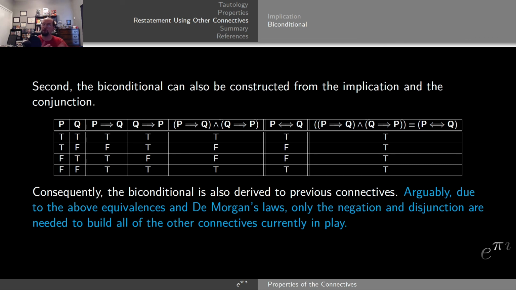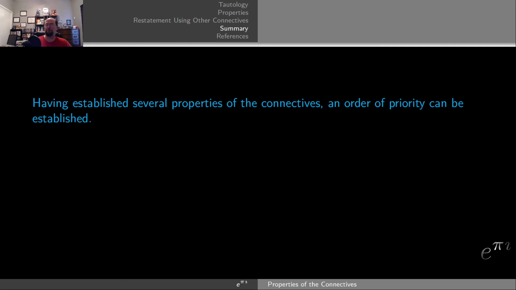Absolutely all of them. So if you're thinking about symbolic logic or hardware logic, OR gates and NOT gates, really, if you have an OR gate and a NOT gate, you can build all of symbolic logic in hardware. Now, in summary, having established several properties of the connectives, an order of priority can now be established.